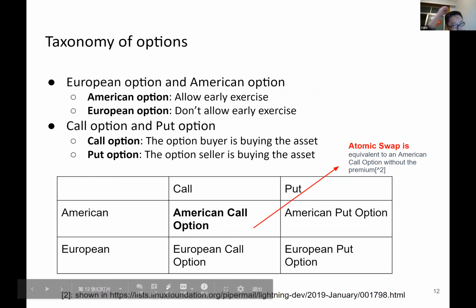There actually are different kinds of options, like the American option, European option, call option, and put option. In fact, atomic swap is equivalent to an American call option. This is also discussed on a discussion on the Bitcoin mailing list.